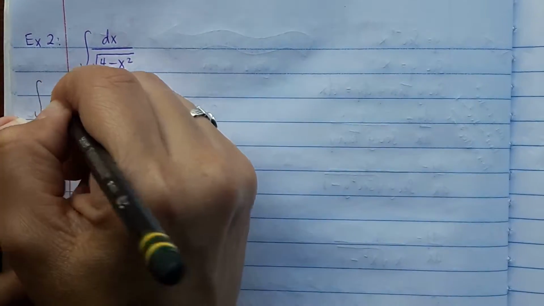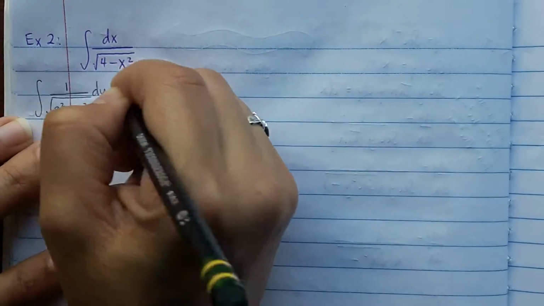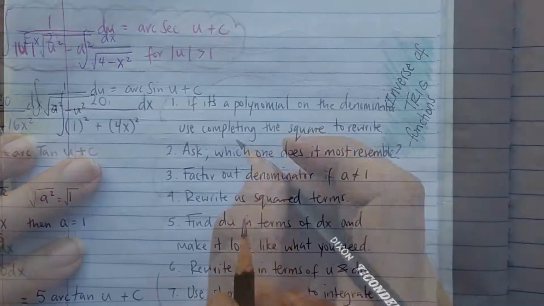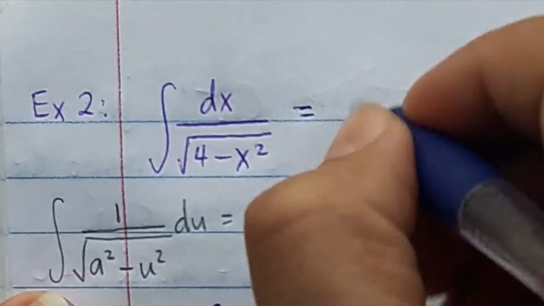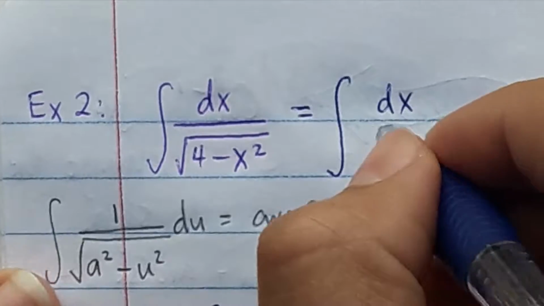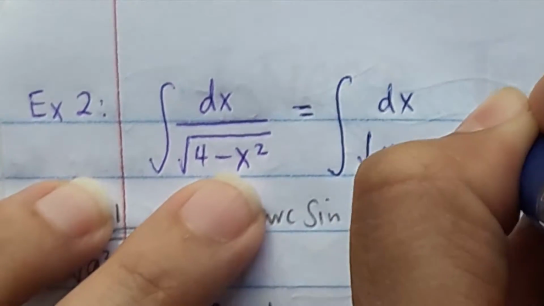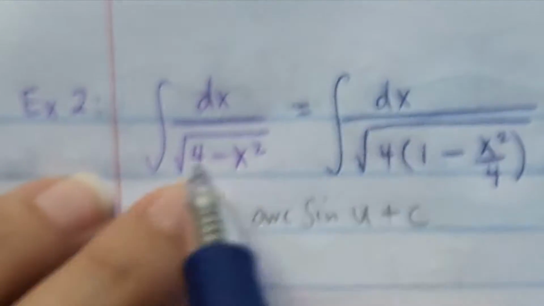The integral of 1 over the square root of a squared minus u squared du is arc sine u plus c. And the key is to make it look like that. So factor out the denominator if a is not equal to 1. A is not equal to 1, so we do need to factor it out. How do we factor that out? We'll take out 4. If we take out 4, what's left? 1 minus x squared over 4, because we've taken out 4.